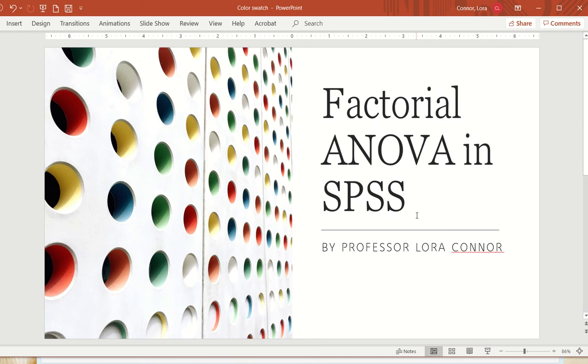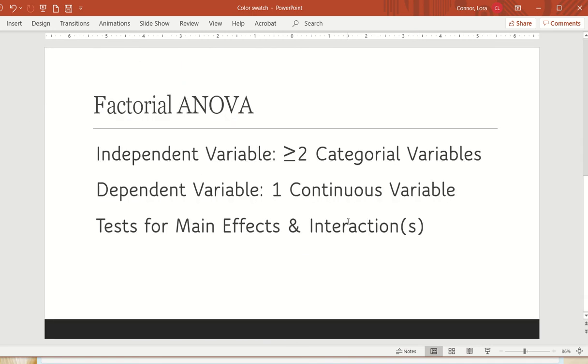Hi everyone, we're going to look at how to perform a Factorial Anova in SPSS. To do that, you need to have at least two or more categorical variables for your independent variables. And for your dependent variable, you must have a continuous variable. These tests look for main effects and interaction effects.